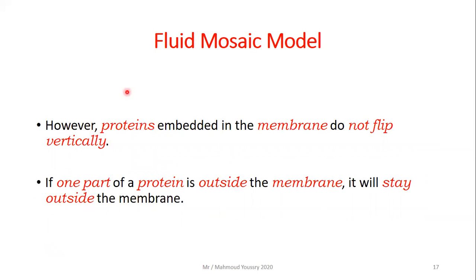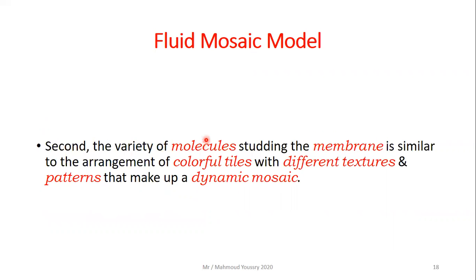However, proteins embedded in the membrane do not flip vertically. If one part of a protein is outside the membrane, it will remain outside the membrane. The second characteristic: the variety of molecules studding the membrane is similar to the arrangement of colorful tiles with different textures and patterns that make up the dynamic mosaic.